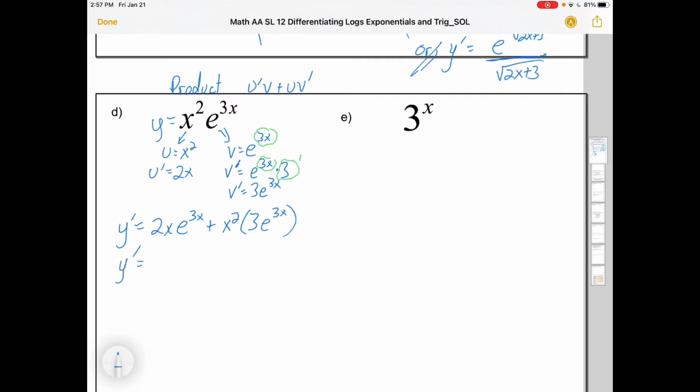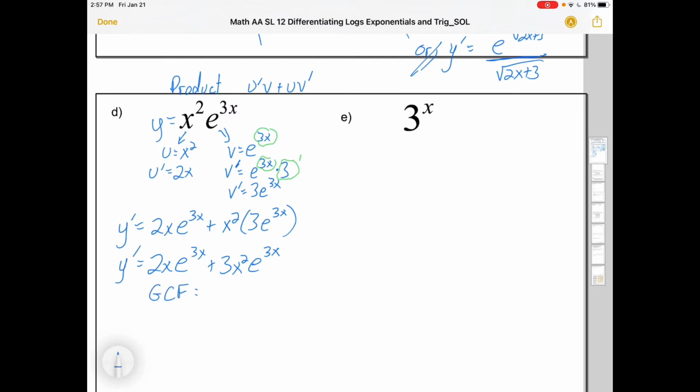I could get rid of some brackets here. 2x e to the 3x plus 3x squared e to the 3x. And then where you go from there is up to you. You could leave it like this. If you really wanted to factor it, you could.